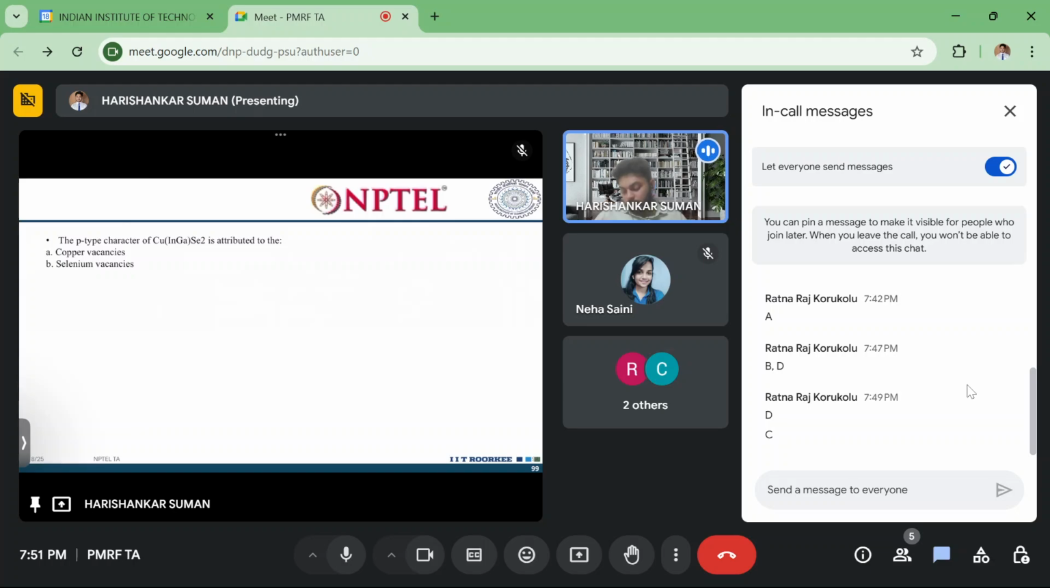P-type character of the copper indium gallium selenide is attributed to the, sorry. Okay, you are right. Copper vacancy. The dopant added to polythiophene to make it conductive. We have already seen answer. Please choose the correct option. Okay, D. Yes.